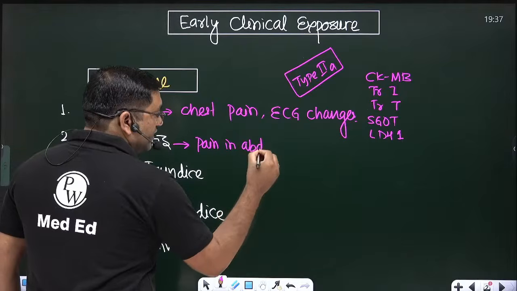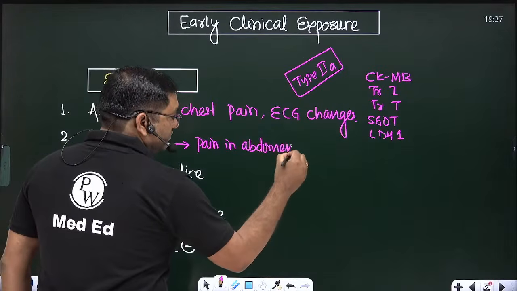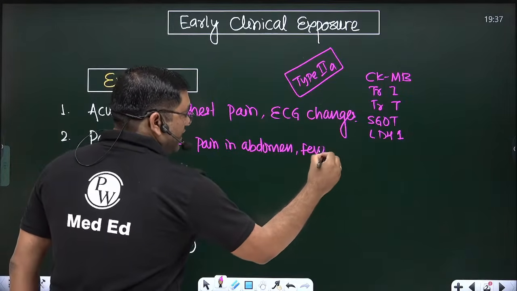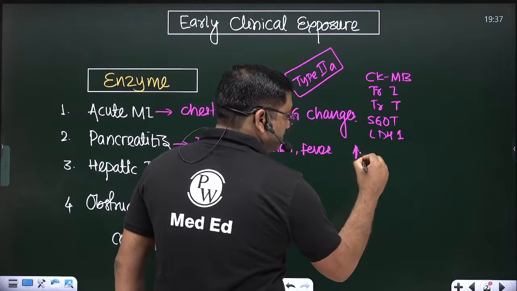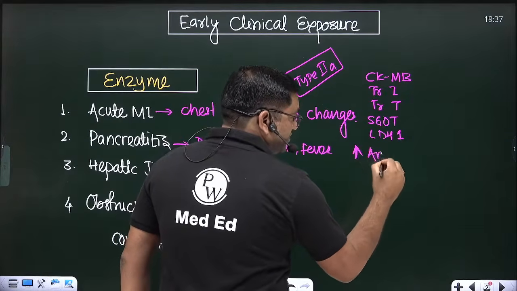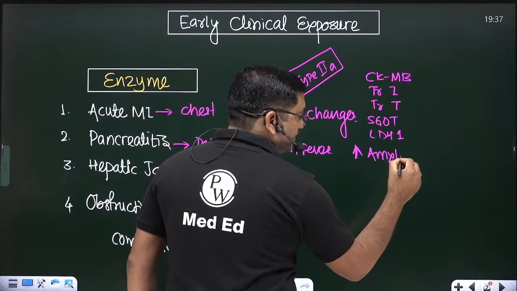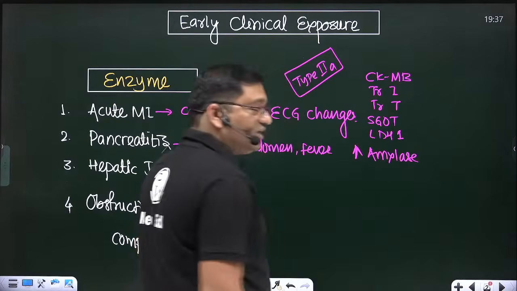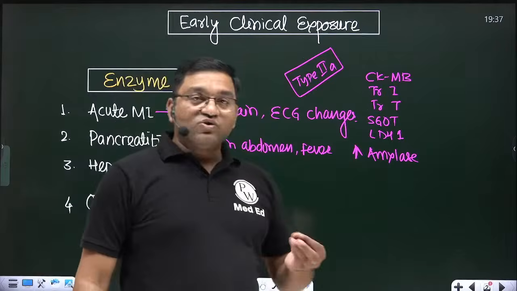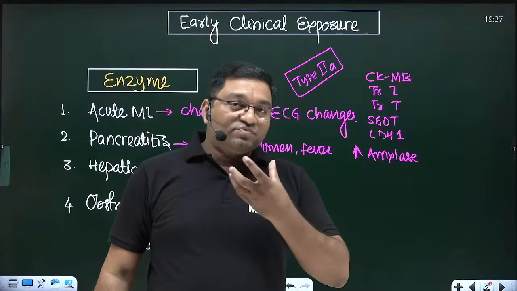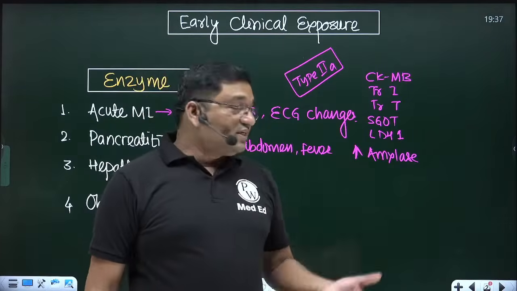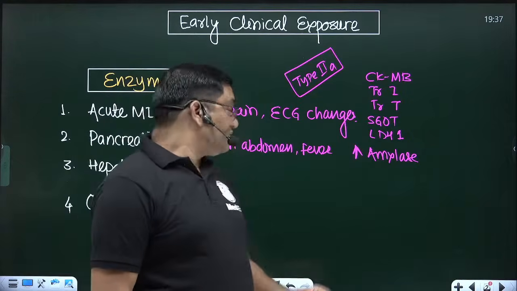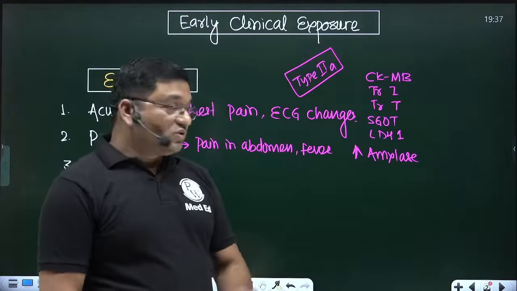In acute pancreatitis, there may be fever, pain in the abdomen, and raised levels of enzymes, that is, increased amylase. But amylase is not specific for pancreatitis. Amylase level also increases in salivary gland infection. So in mumps, in orchitis, the amylase level also increases apart from pancreatitis. So this is not specific.